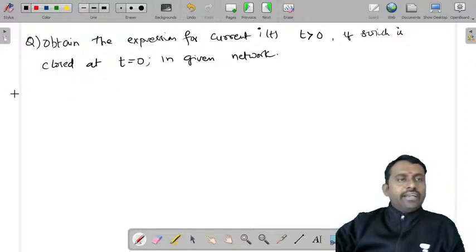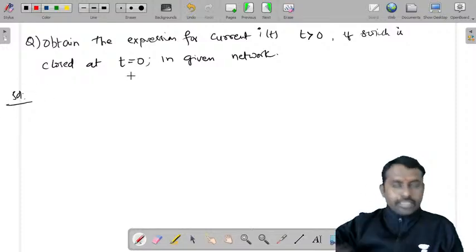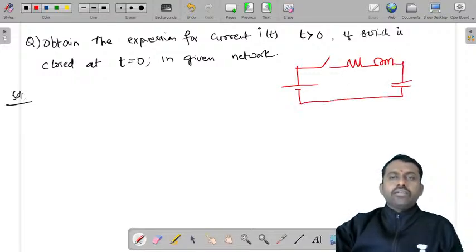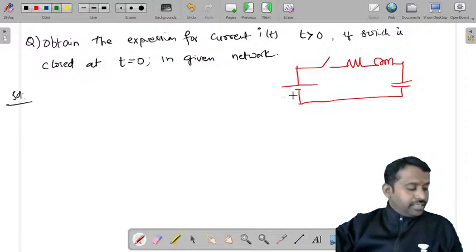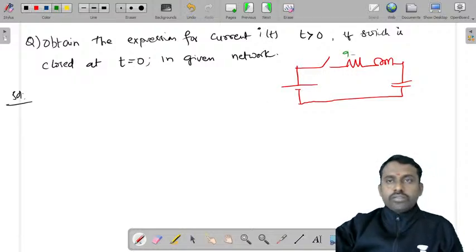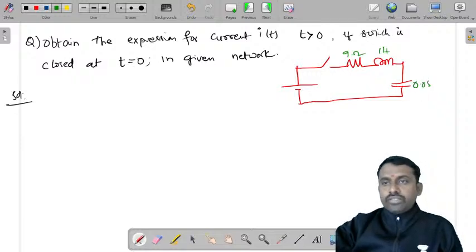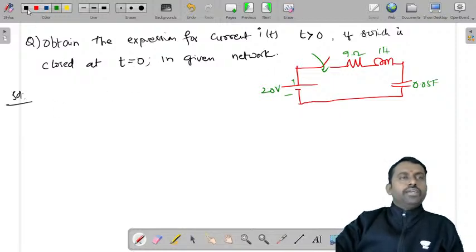So if you observe, the given network is an RLC series network with 10 volts. The value of the resistor is given as 9 ohms, and this is 1 Henry. This is 0.05 farad. The switch is operated like this, and the voltage is 20 volts. So here we are asked to find I of t for t greater than 0.